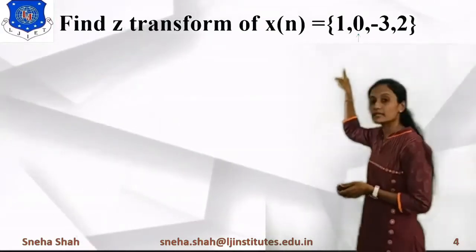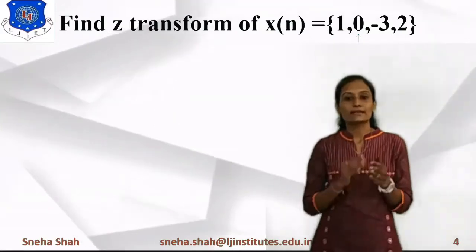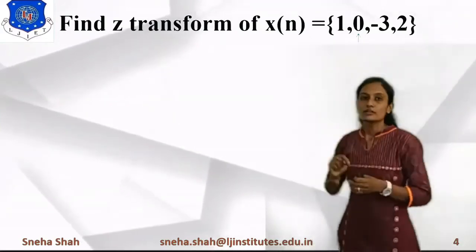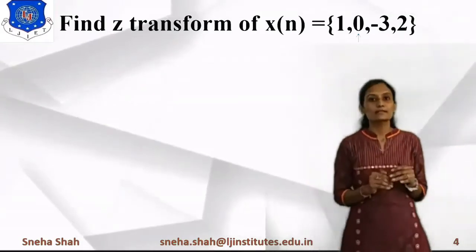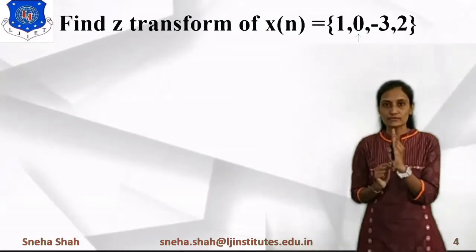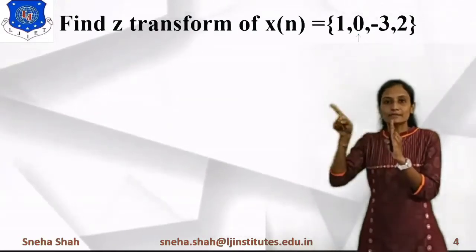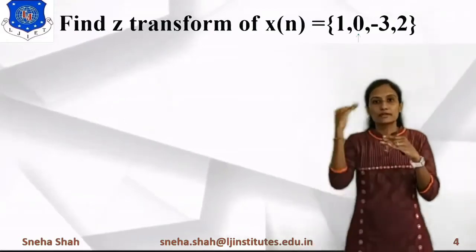transform of x of n equals to 1, 0, minus 3, 2. In this you can see that the arrow is below this 0. So the arrow indicates the position of n equals to 0. Now if we define before the arrow, then the term will be n equals to minus 1, and after the arrow n will be 1 and 2. So what will be the range? Range will be from minus 1 to 2.